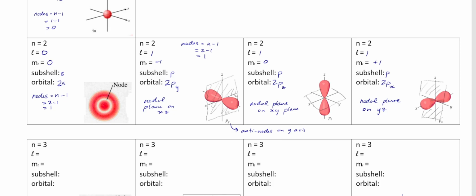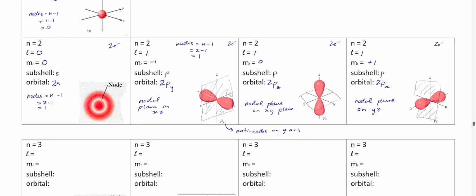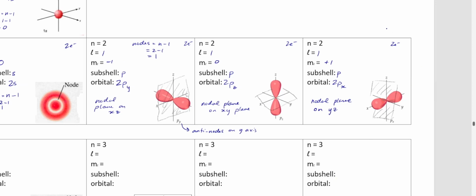Okay, so if I look at this right here, at the second energy level, this can fit 2 electrons, this can fit 2 electrons, this can fit 2 electrons, and this can fit 2 electrons, for a total of 8 electrons in the second energy level.